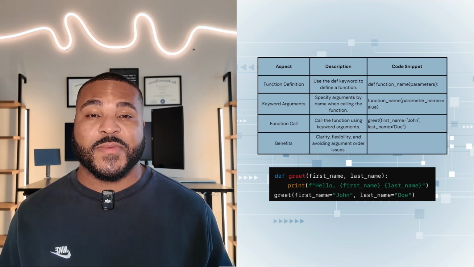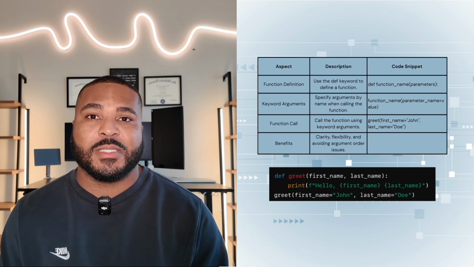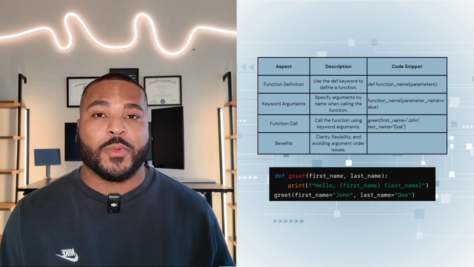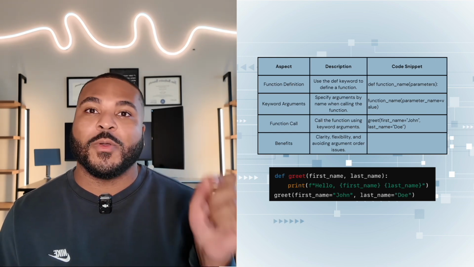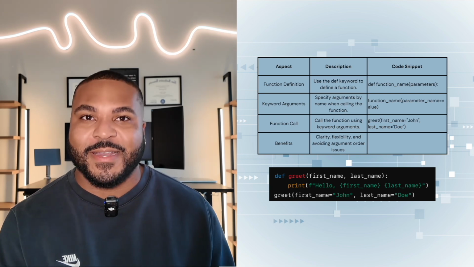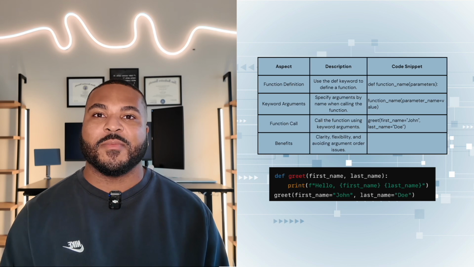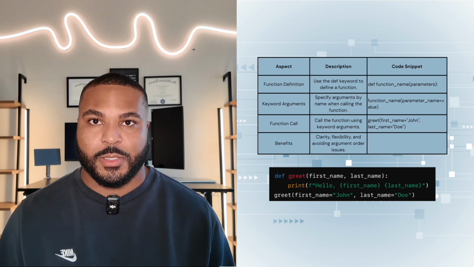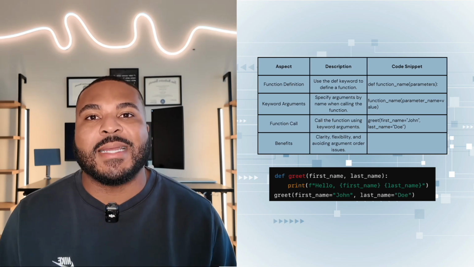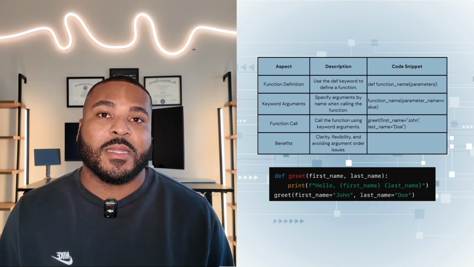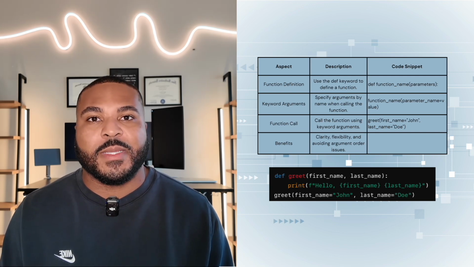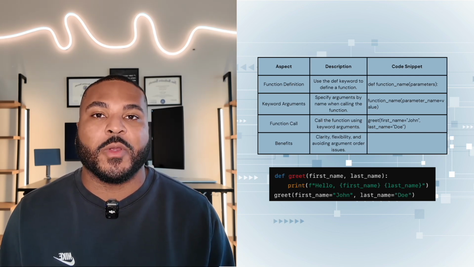This is particularly useful when a function has many parameters and we want to make the code more readable for both ourselves, other people, and our future selves. There are many benefits when using this syntax. Number one, clarity. Keyword arguments make the code more readable by clearly showing which value is assigned to which parameter. Flexibility is another benefit. We can provide arguments in any order when using keyword arguments.